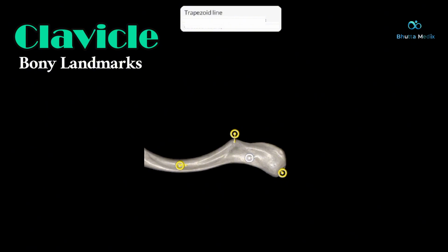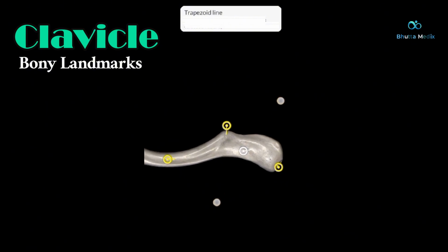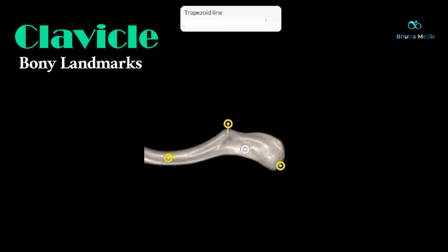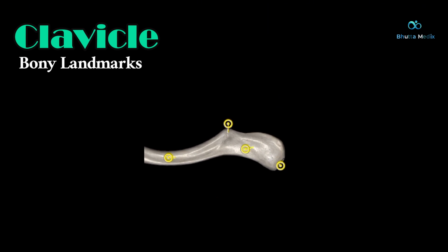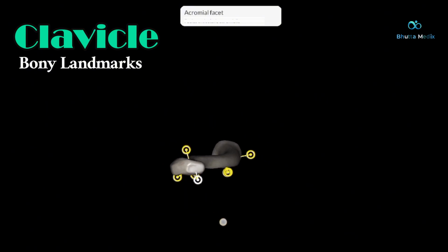The narrow oblique line present between conoid tubercle and acromial facet is trapezoid line. This smooth, oval, articular area found on the lateral aspect of the acromial end is acromial facet.